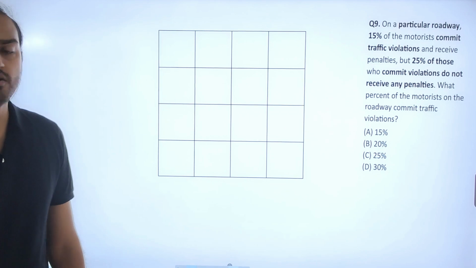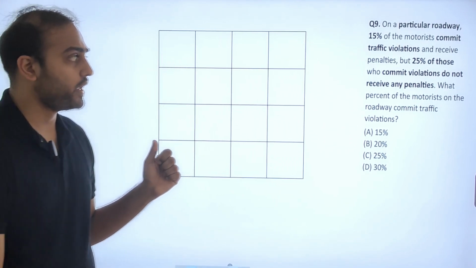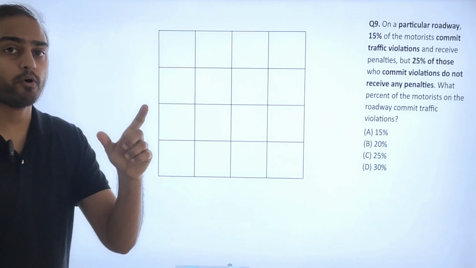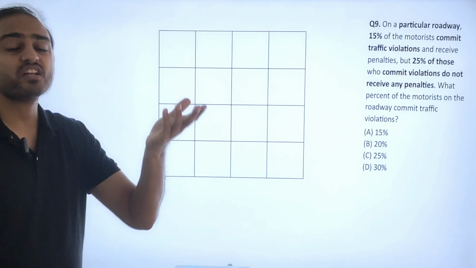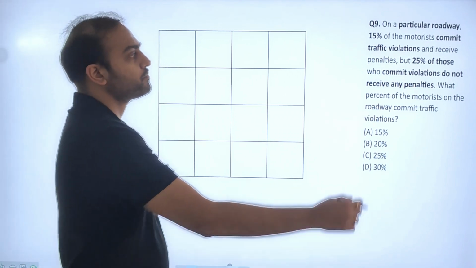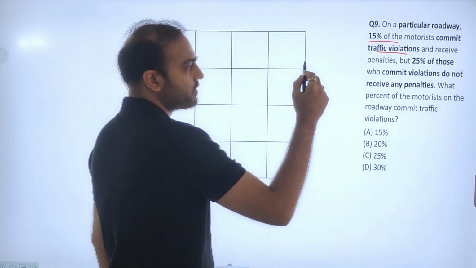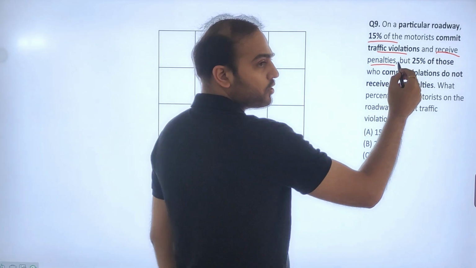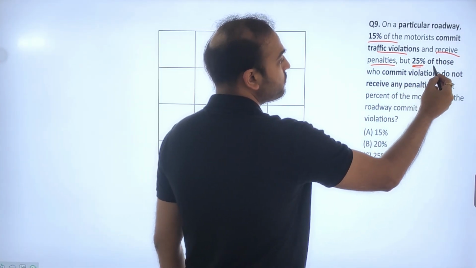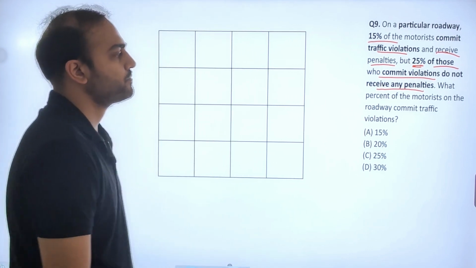Alright guys, if you have read this question, you will realize it is similar to the previous one. The wording is important. You see percentage, focus on the word of. What is it of? So we have 15% of motorists committing traffic violations and receiving penalties. 25% of those who commit violations do not receive any penalties.